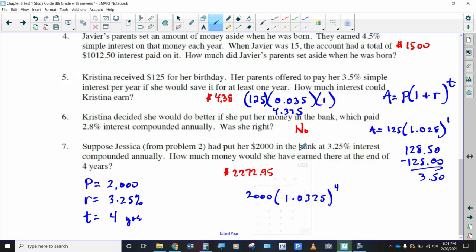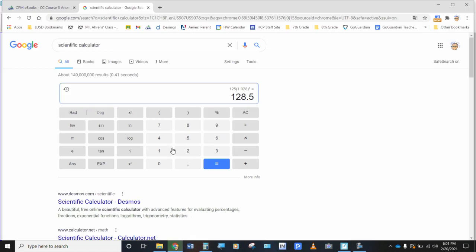But no, I don't want this one. I want that one. So 2,000 times 1.0325 raised to the 4th power.